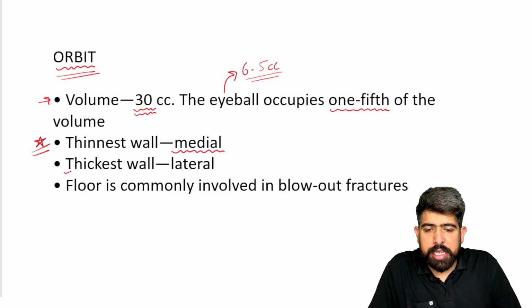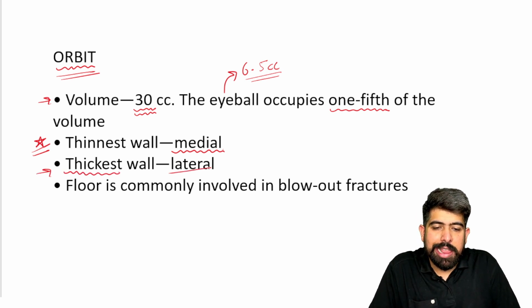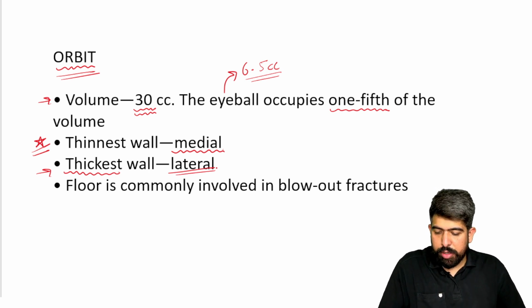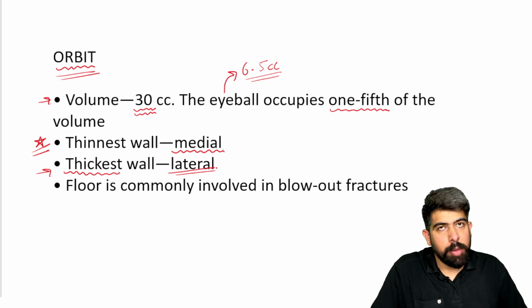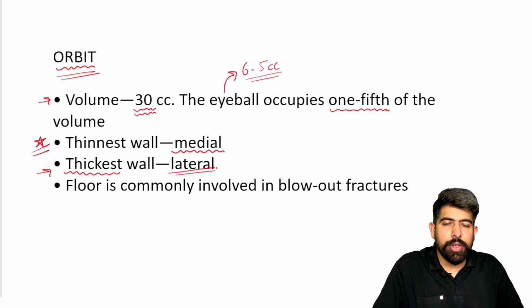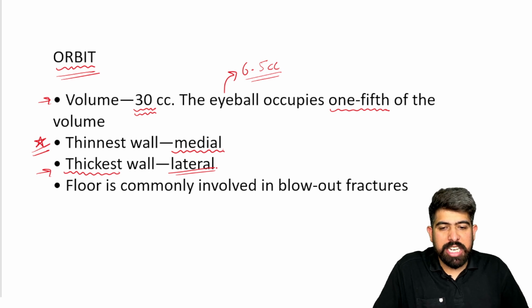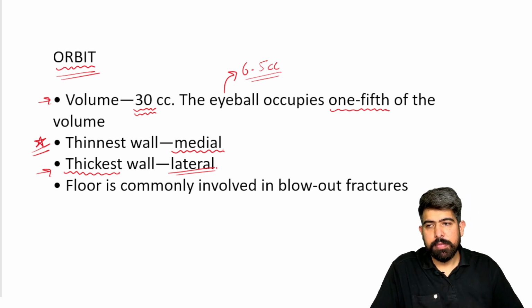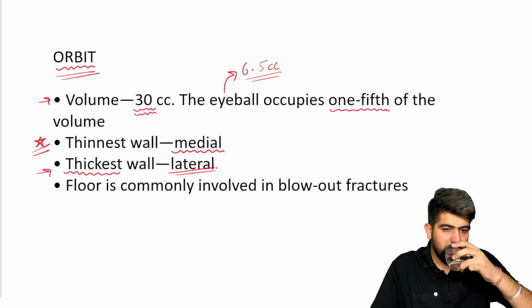And if I'm talking about the thickest wall, it is your lateral wall. Later I will talk in depth about which bones make up this orbit. Just remember which is the thinnest. Reply to me in the chat box. Which is the thinnest wall?